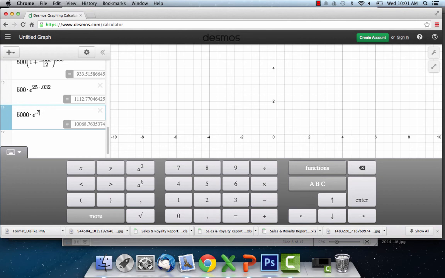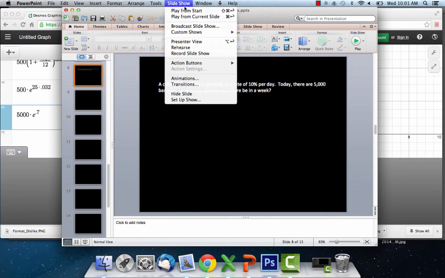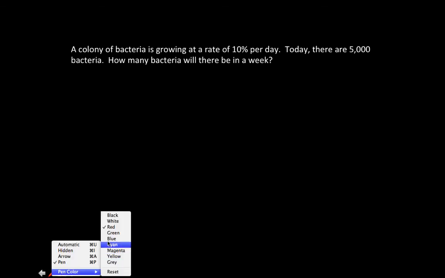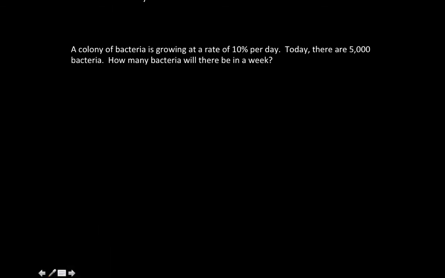So 10,069. So in previous ones I was rounding to the hundredths, because it was money, so it's cents. In the case of bacteria, we're not going to have a partial bacteria, so we round to the nearest whole. So 10,069. So we've more than doubled our bacteria, which might be good if we're trying to grow it, but certainly isn't if we're sick.